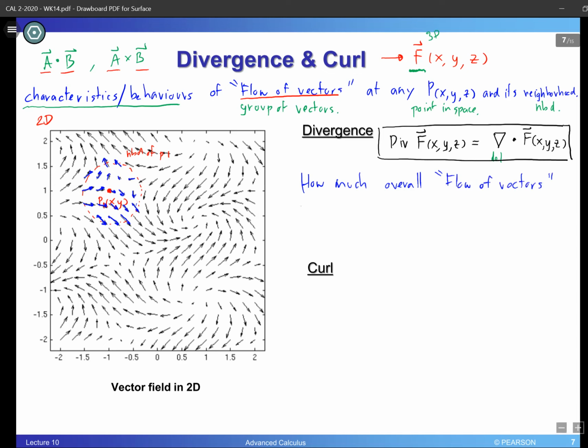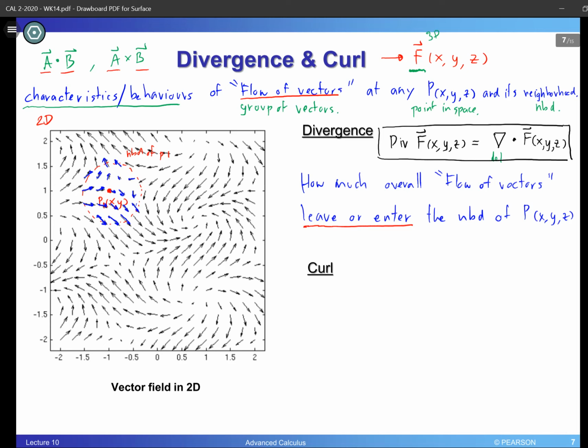Whether they leave or enter the neighborhood of the point you pick, it's going to be any point P, X, Y, Z. So the keywords are right here. Divergence is all about leaving or entering the neighborhood. What does it mean, leaving or entering vectors? That doesn't make sense. Maybe some of you are thinking like this.